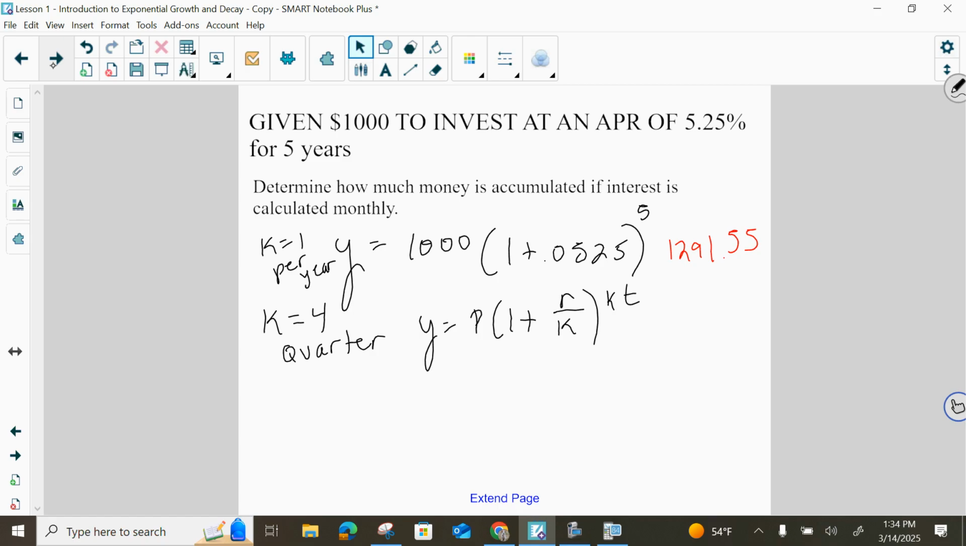So I'm going to have $1,000. I'm going to have 1 plus my rate, 0.025. I'm going to divide it by 4. That's my k. And I'm going to raise it to the k times 5.